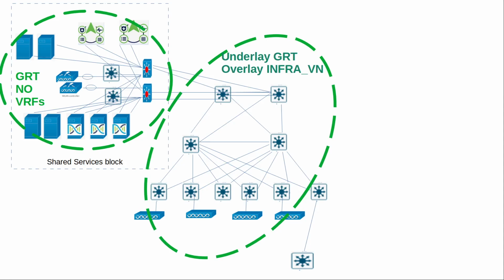Let's talk now about how we interact our fabric with external networks. We need this interaction because most of the servers that we are going to use exist or are connected in an external network. They are not living within the fabric. Remember that the ISE server, for instance, lives in a shared services block or in an on-premise data center.